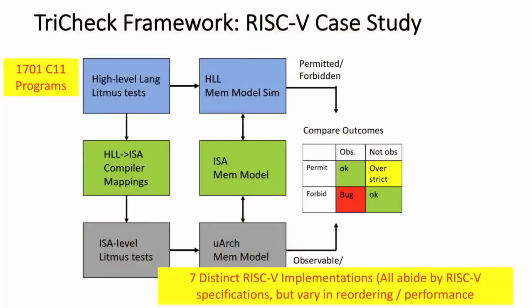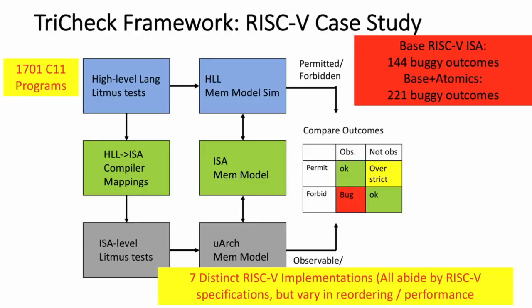We took 1,700 different C11 programs as our high-level language litmus tests. And we developed axioms for 7 distinct RISC-V implementations. So each of these would be a legal processor within the RISC-V spec, but different amounts of out-of-orderness. So you can imagine one being a simple in-order single-issue processor with no speculation, all the way up to fancy out-of-order pipelines with lots of reordering and speculation. They all abided by the specs, though, but they varied in reordering. What we found was when we went through this process, hundreds of times we were ending up in the red square, the buggy outcome square.